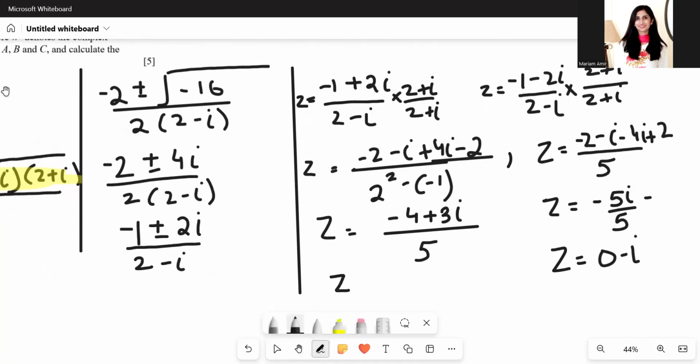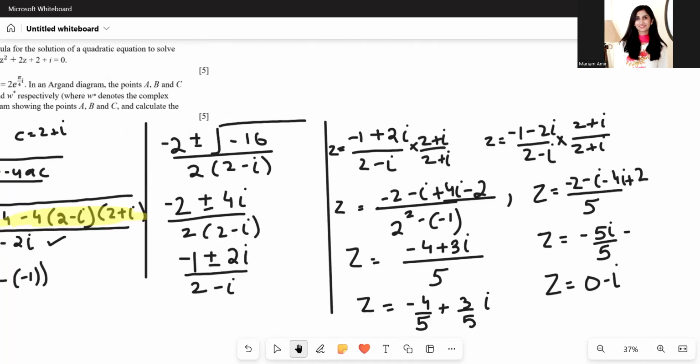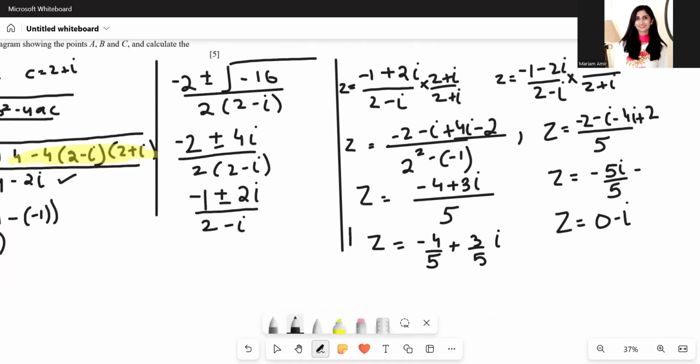And for the other root, split the real and the imaginary part. These are the 2 roots of the given quadratic equation.